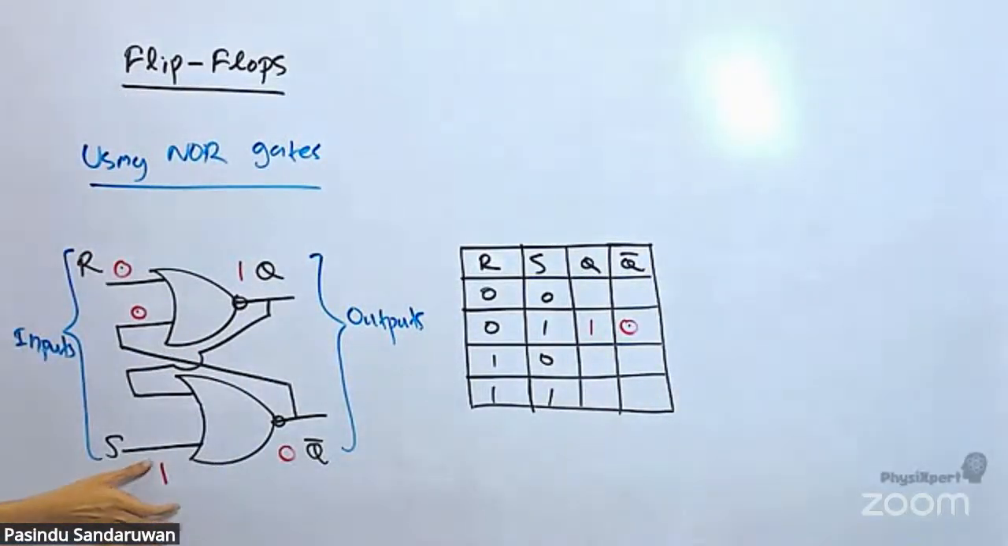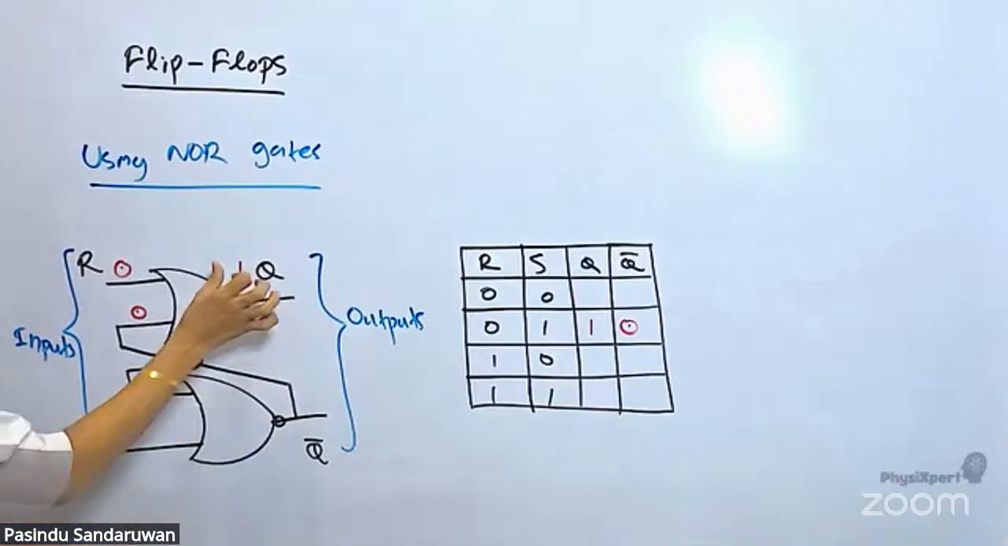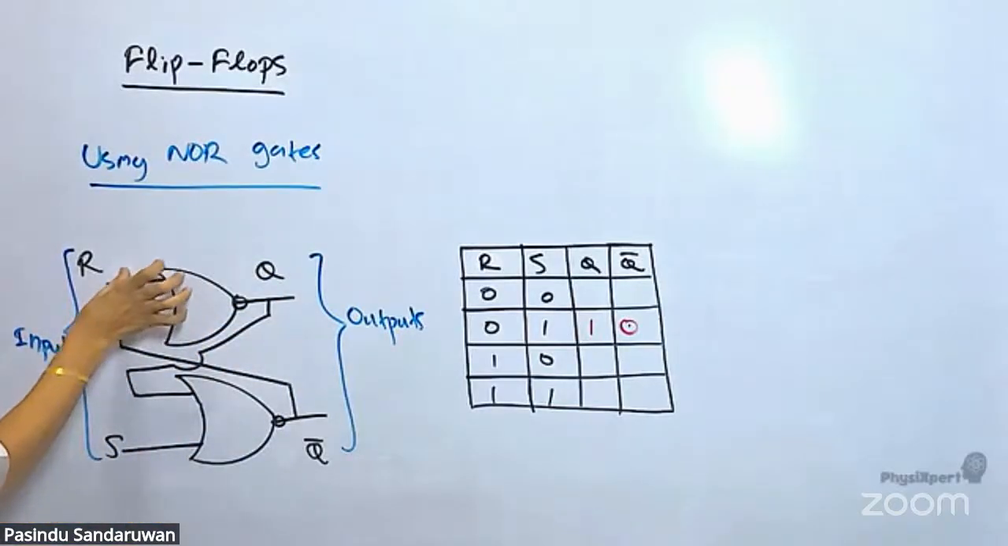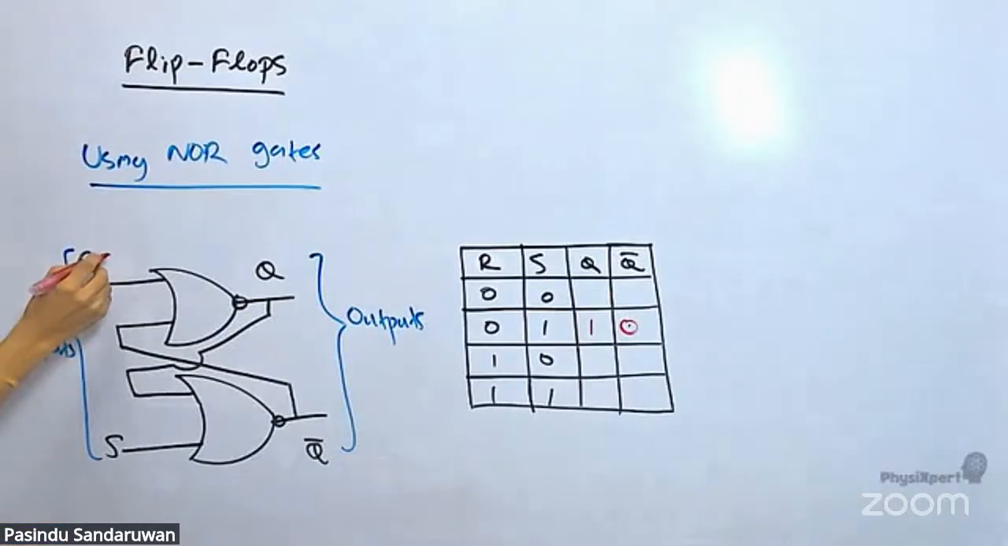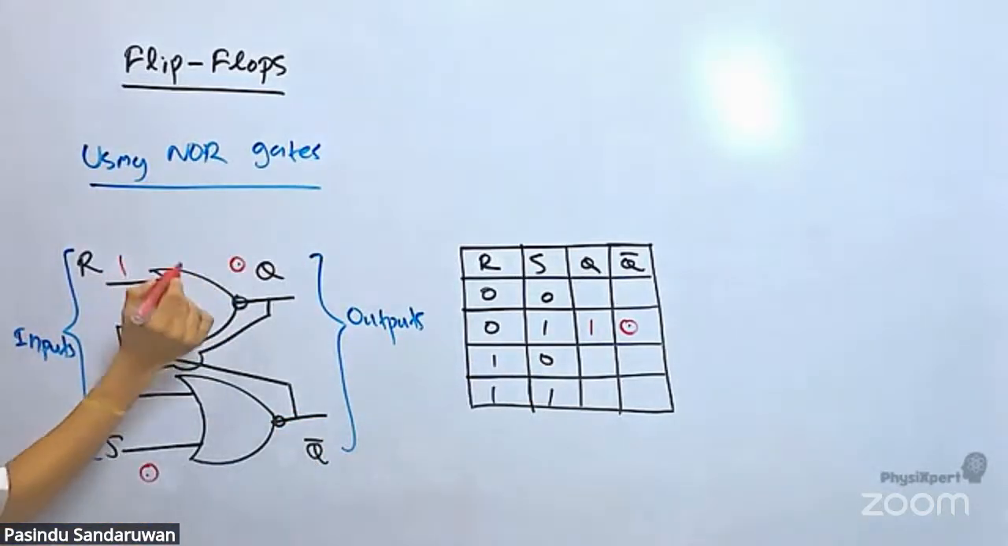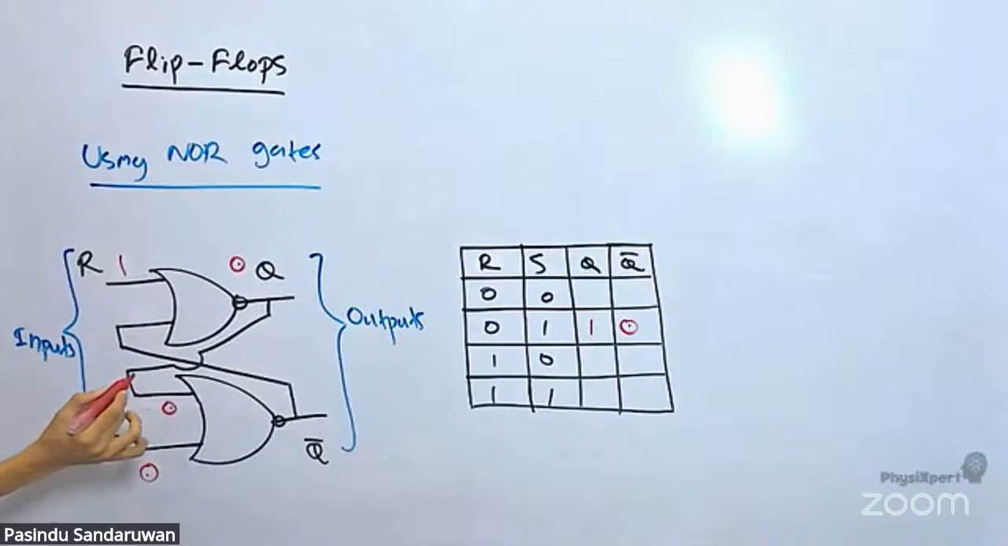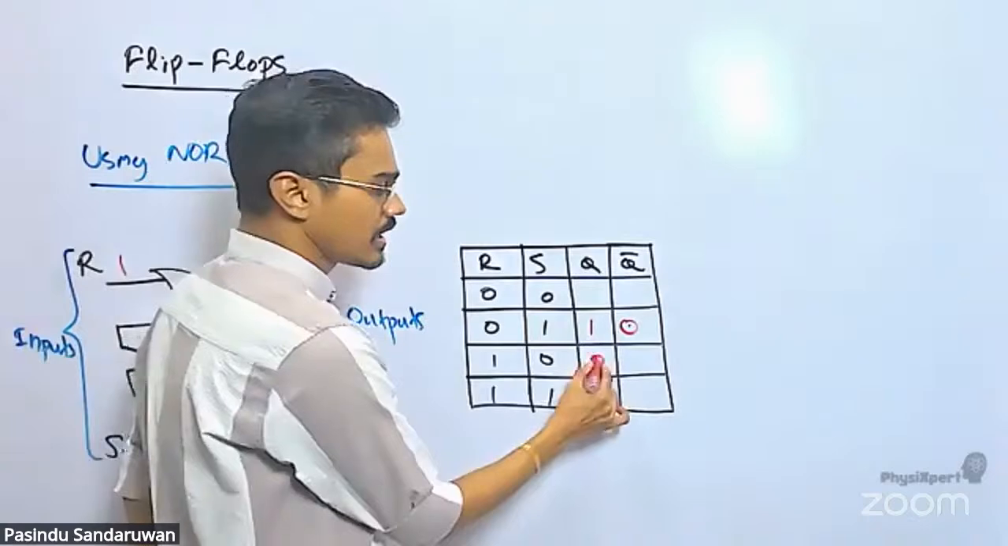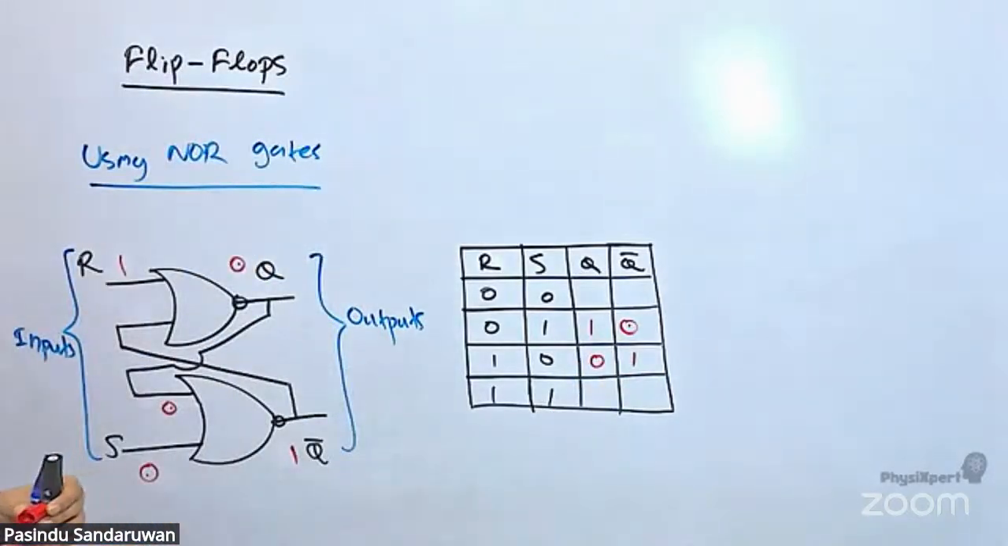If you simplify the third one, it is the other way around. r is 1 and s is 0. 1 plus anything is 1. Its bar is 0. So this 0 comes to here. 0 plus 0 is 0, its bar is 1. Then q is 0 and q bar is 1. That is how these two lines should be simplified.